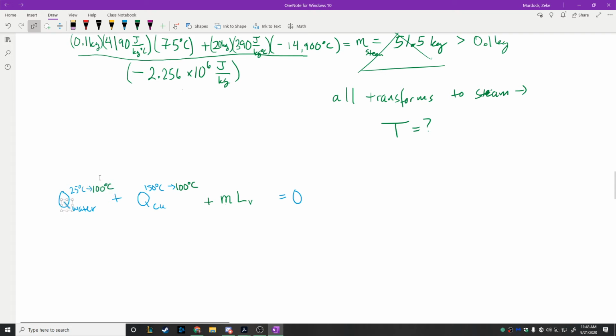Okay. So if it all got converted to steam, you'd have to change this to just some final temperature T. And then you'd need to add in one more term. So you'd have 25 degrees down to T, 150 degrees to T. Oh, no, that's not right. I made a mistake. This would be, the water can only go up to 100 degrees Celsius, right?